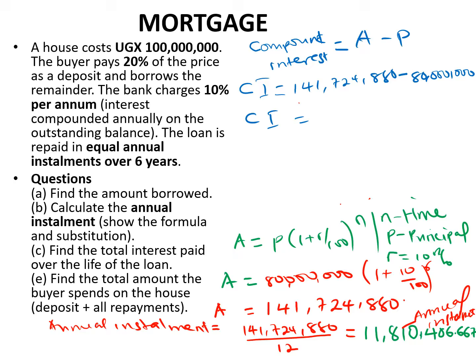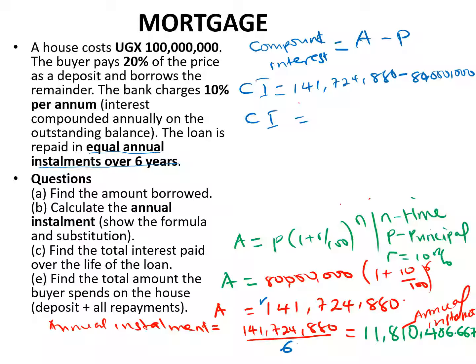Here, annual installments, they are 6 years, not 12. Please, equal annual installments over 6 years. I ask myself, if this is the total amount that one will pay in 6 years, how much will someone pay every year? So I'll come now and make sure that here we had made a mistake. I don't divide by 12. Instead, I'll come and I divide by 6.